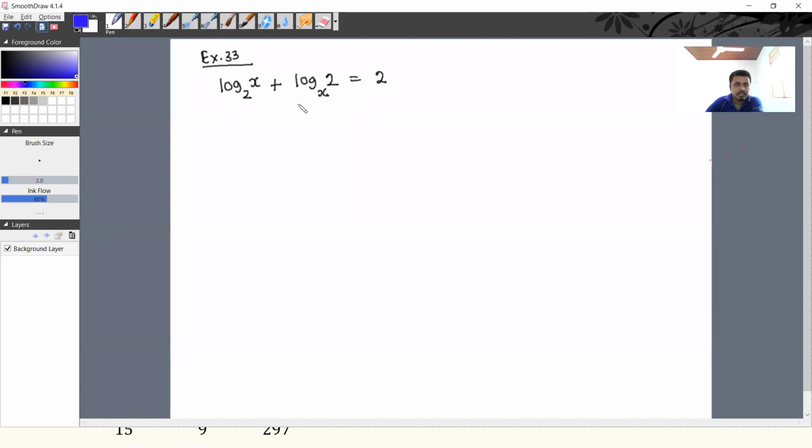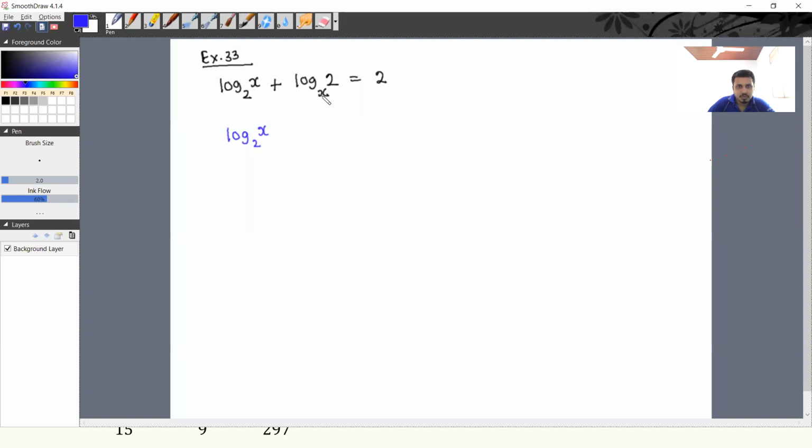There is another property in logarithm that the base value and the argument we can change, right? We can interchange the position of the argument and the base by dividing this by 1. By dividing this by 1, we can interchange the positions of the argument and base. It means what? Here, log of x to the base 2.